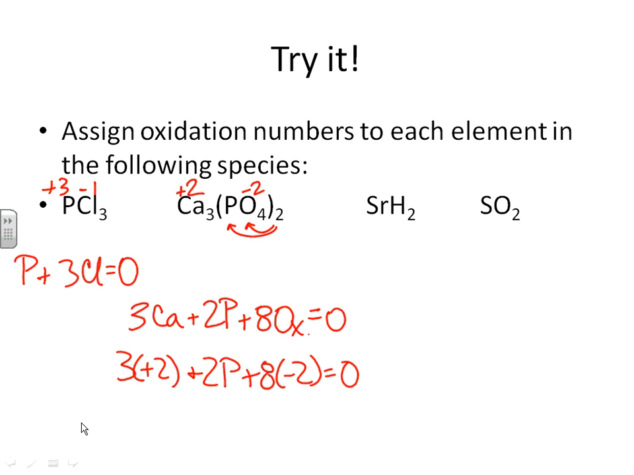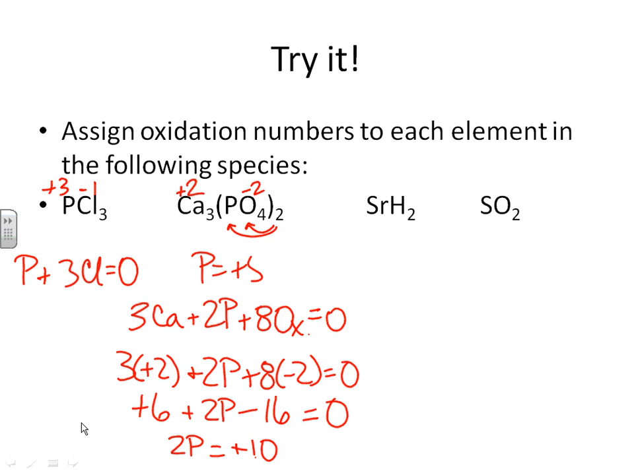So knowing that the calcium is +2 and the oxygen is -2, we're going to figure out what the phosphorus has to be. So this is +6. This is -16. Has to equal 0. When you solve this, you're going to see that 2P is equal to +10. So each phosphorus has to be +5. So +5 right there.